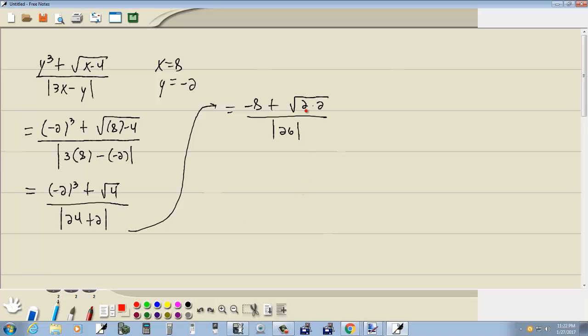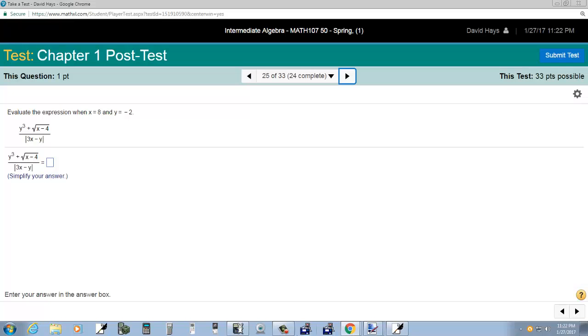Now, when simplifying square roots, we're looking for pairs of something. Here's a pair of 2s, so they're going to come out in front as a single 2. So we're going to have negative 8 plus 2 over absolute value makes whatever's inside positive. Well, it's already positive, so that becomes 26. Negative 8 plus 2 is negative 6 over 26. And this fraction simplifies. The top and bottom are both divisible by 2. So negative 6 divided by 2 is negative 3, and 26 divided by 2 is 13. Assuming I didn't make a math error somewhere, let me just check myself real quick. 24, 26, okay, negative 3/13.